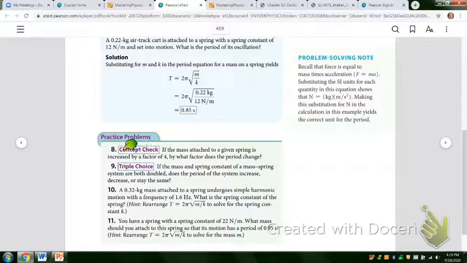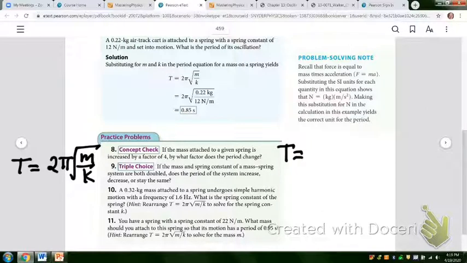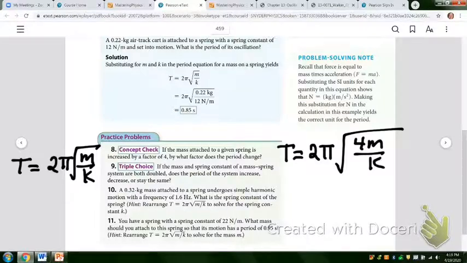So going on and looking at number 8, it says if the mass attached to a given spring is increased by a factor of 4, by what factor does the period change? Well, we have our formula for period right up there at the top. Period is equal to 2 pi times the square root of m over k. And they're saying, what would happen if you increase the mass by a factor of 4? Well, that means I'm going to multiply whatever m is times 4 compared to what it was. So I don't know what the mass was, but whatever it was, now I'm multiplying it times 4.